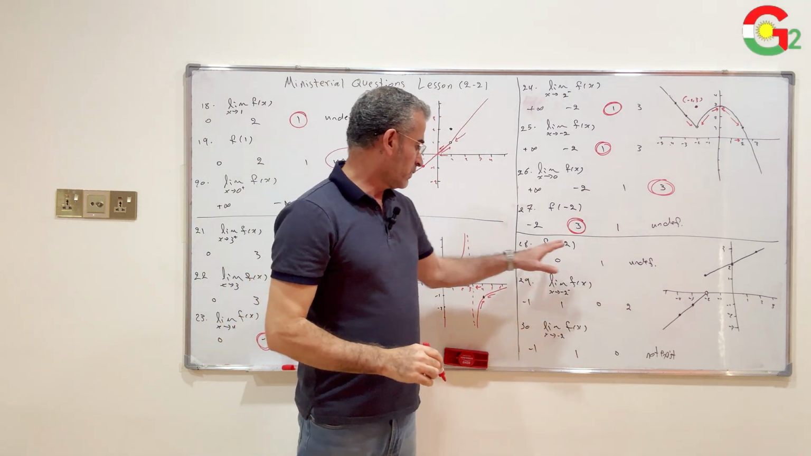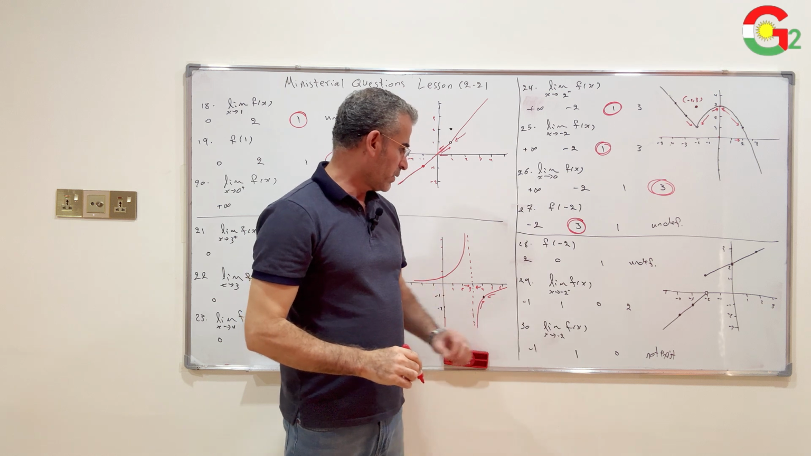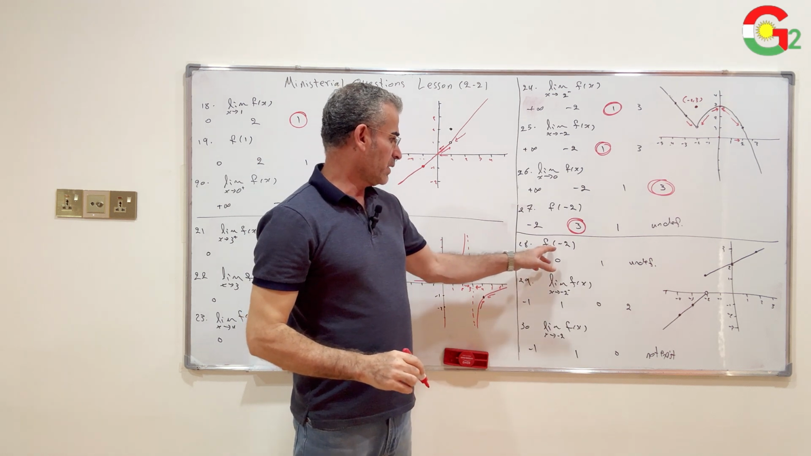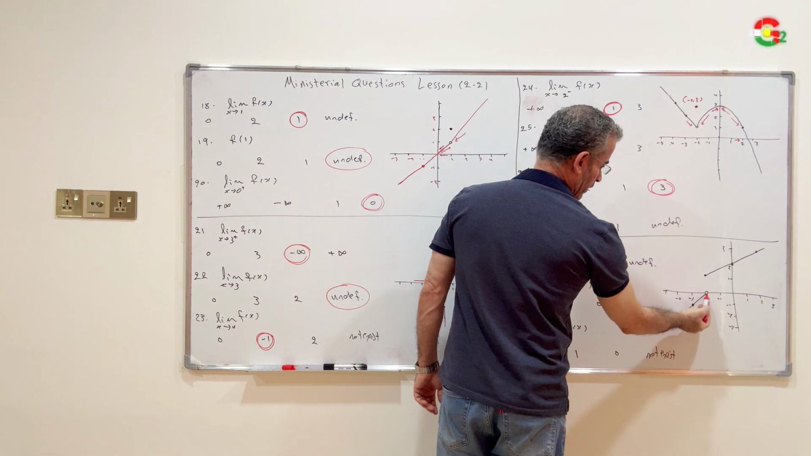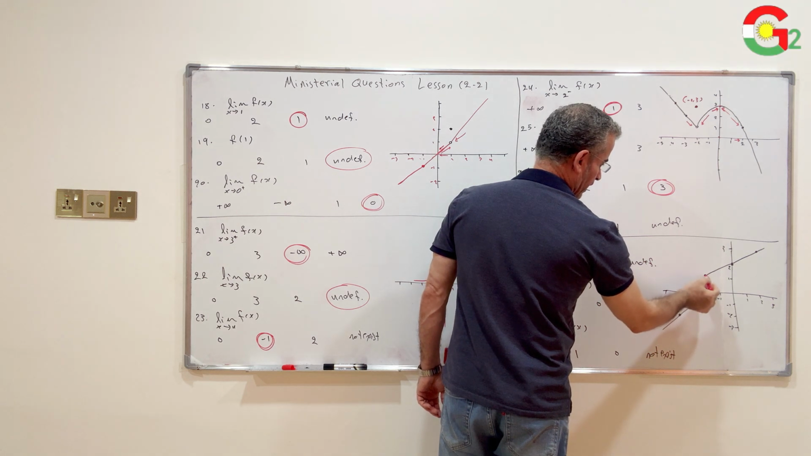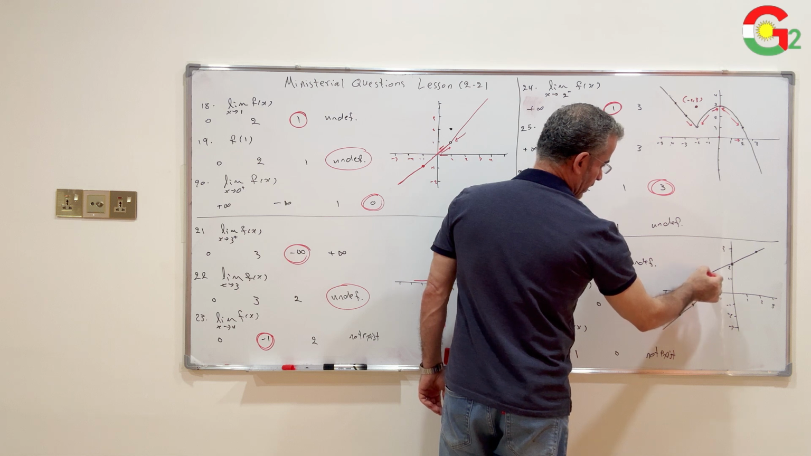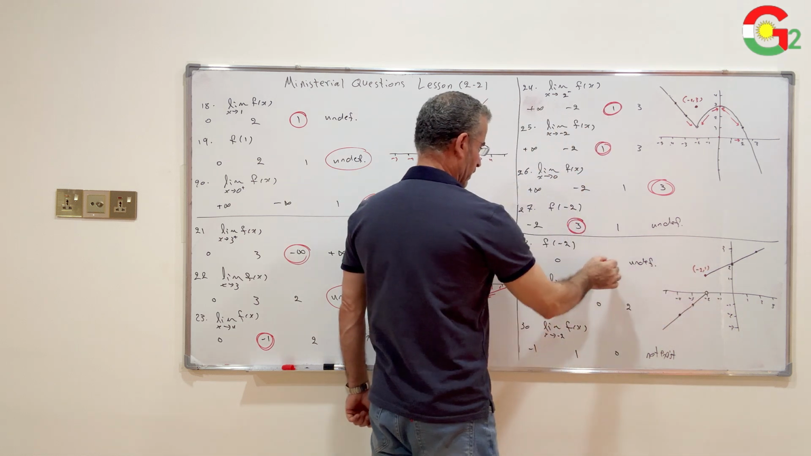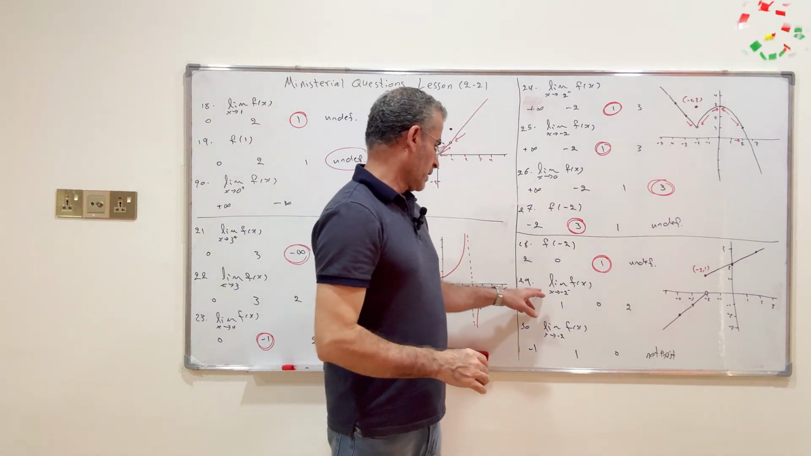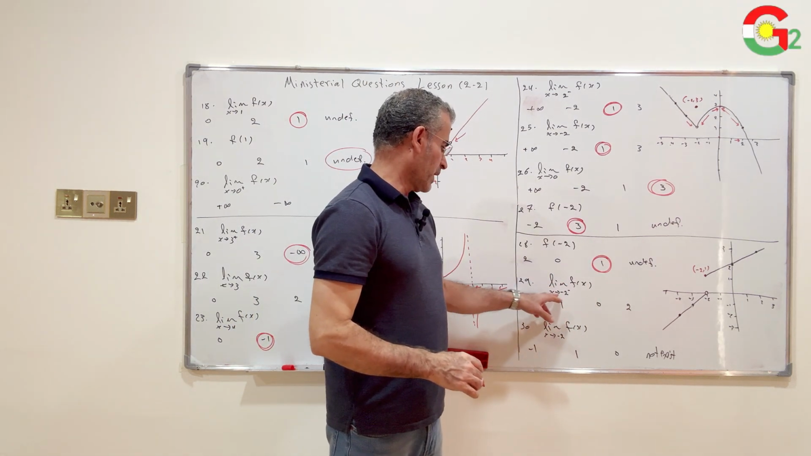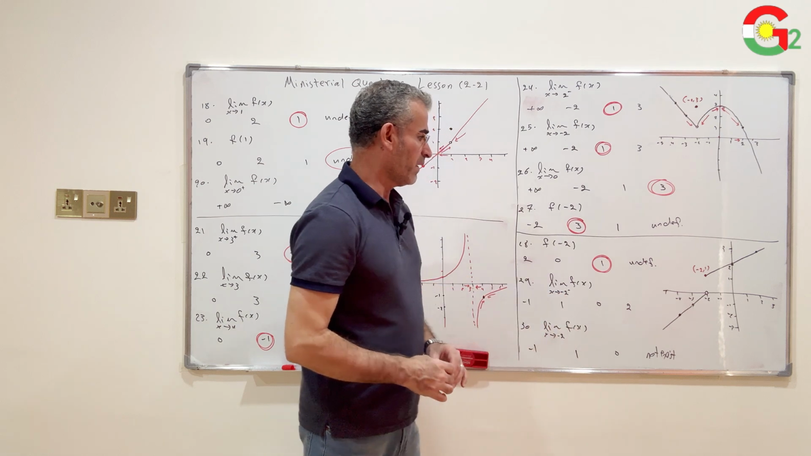Use the given graph to answer questions 28 to 30. 28, f of negative 2. This is negative 2. Here I have a gap. Here I have a point. Its coordinate is (negative 2, 1). Then f of negative 2 is 1. Choice C.